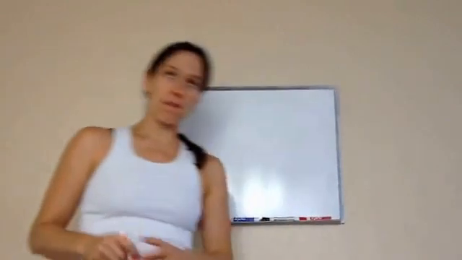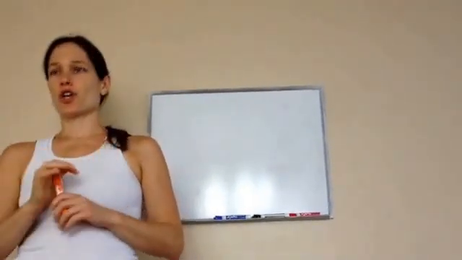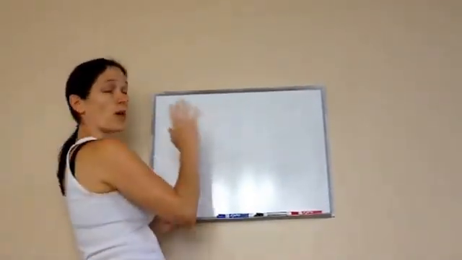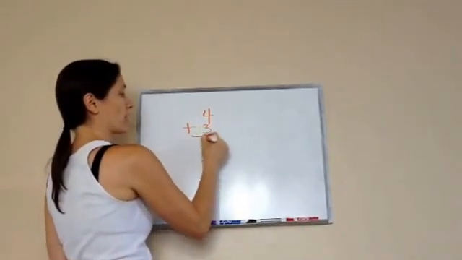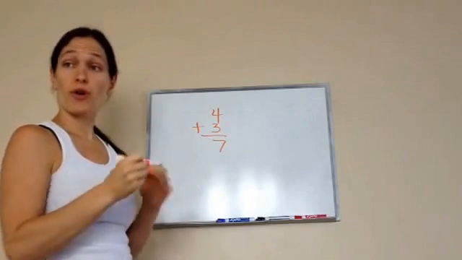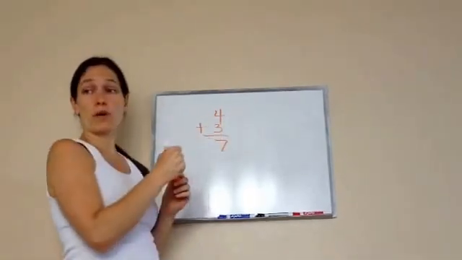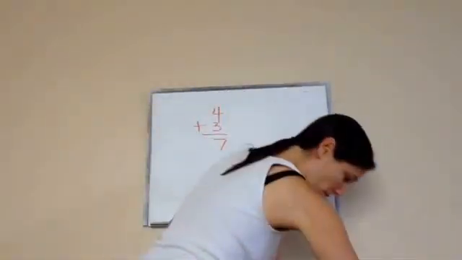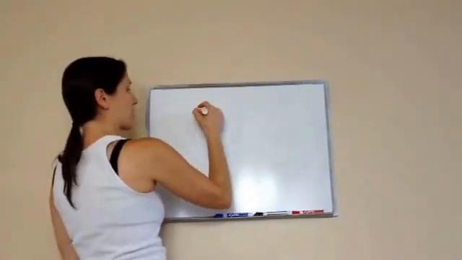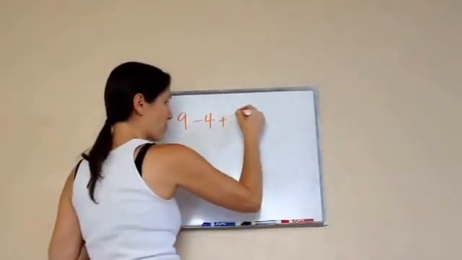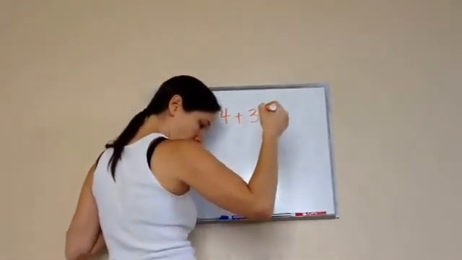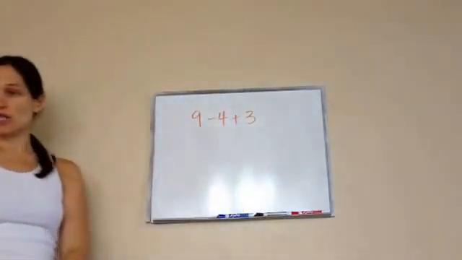Okay, now, so far you've learned when there's just one problem and it has two numbers, like for example we've been doing 4 plus 3 equals 7. Well, now we are going to be doing more than just one problem in a full problem. Okay, so watch what I mean by that. Okay. This problem says this, 9 minus 4 plus 3. Okay? Now, they want us to do this problem.